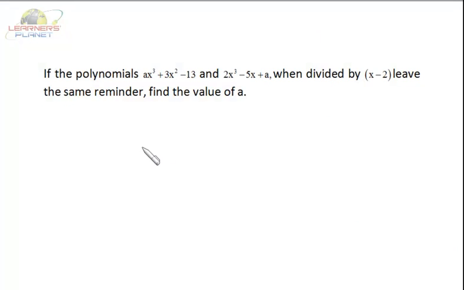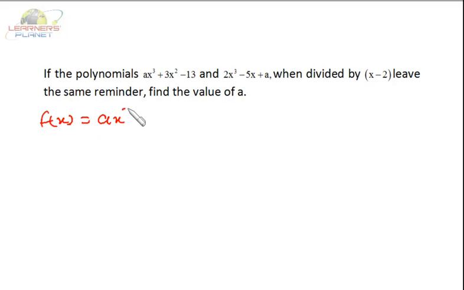Now similar question. If the polynomials ax cube plus 3x square minus 13 and 2x cube minus 5x plus a, when divided by x minus 2, leave the same remainder, we have to find out the value of a. Friends, just pause the session, try the problem on your own and then match your solution and answer with mine. Okay, I assume this polynomial as f(x). So I write f(x) over here.